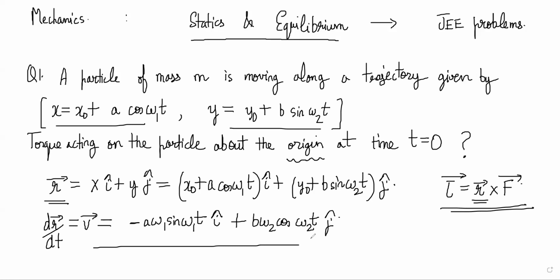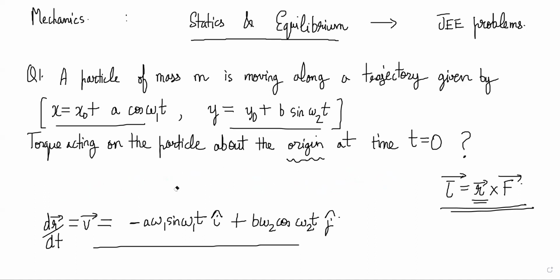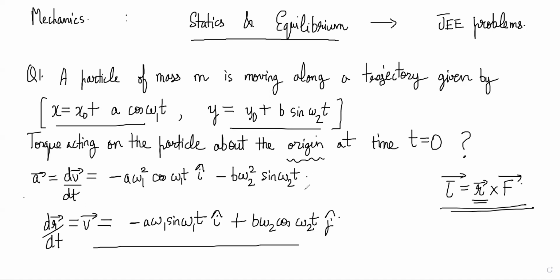And once you have the velocity, we can also find the acceleration of the particle. Why are we finding acceleration? Because Newton's second law will tell us that if you have the acceleration, you can find the net force on the particle, right? So let's find the acceleration by doing a derivative of the velocity, dv by dt. And if you do dv by dt here, you get basically minus a omega 1 square cos omega 1 t i cap minus b omega 2 square sine omega 2 t j cap. So this is equal to the acceleration vector for the particle.